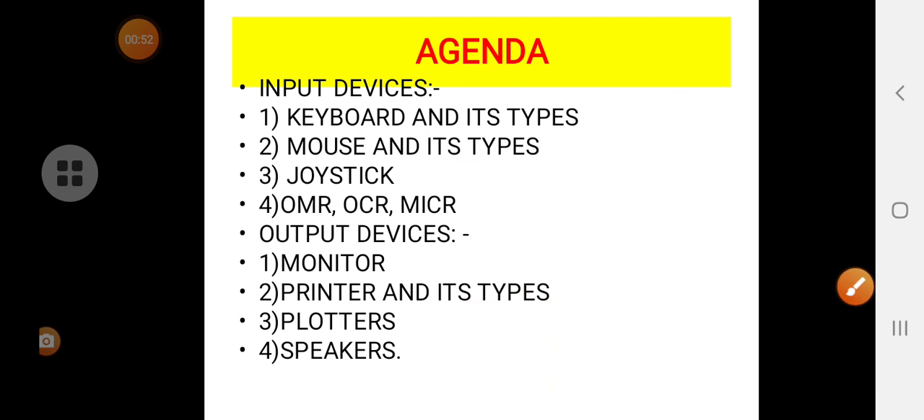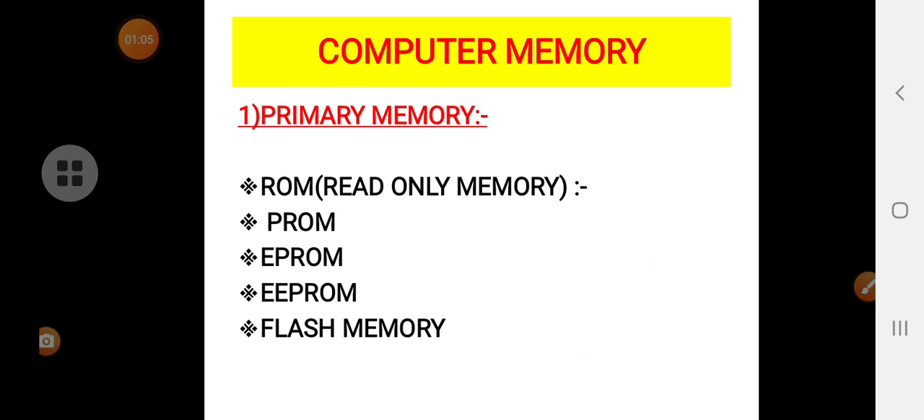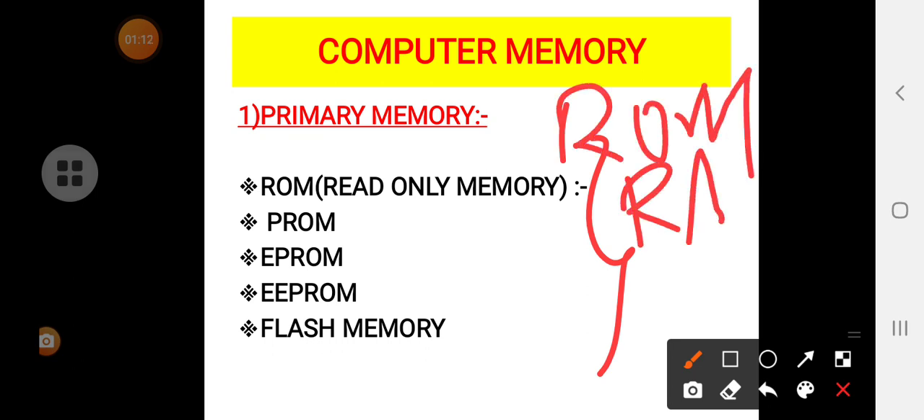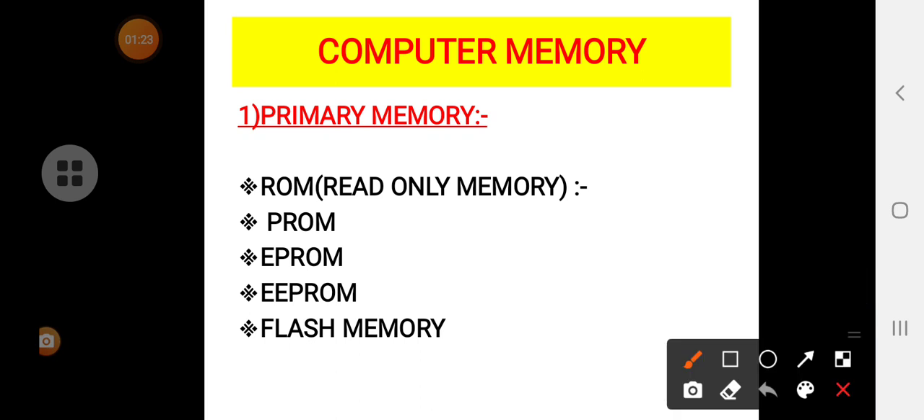And then what else did we discuss? We discussed memory. In that there were two memories: one is primary memory, another one is secondary memory. In primary memory, there are these types, that is ROM and RAM. ROM means read only memory, RAM means random access memory. In the last class, I discussed all about ROM.